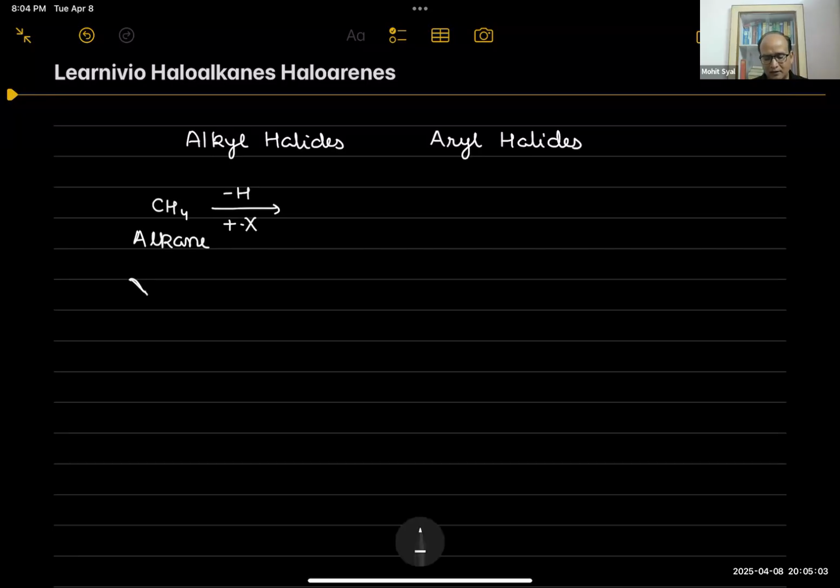Halogen can be fluorine, chlorine, bromine, or iodine. X is the general way to represent all four of them. Okay. So it becomes CH3X. I need to remove one H so that the bonds remain same and the valency is satisfied. So whatever is derived from alkane is known as alkyl halide.